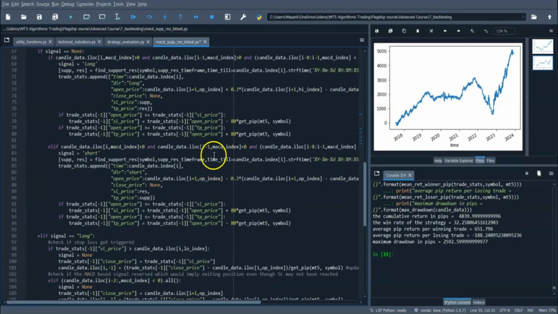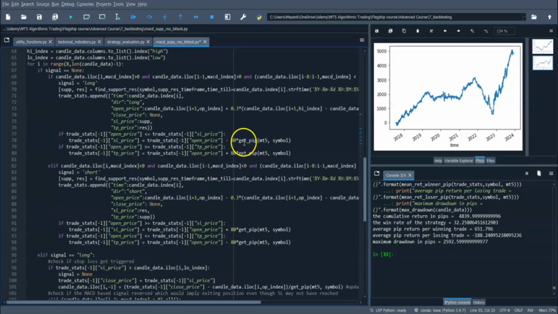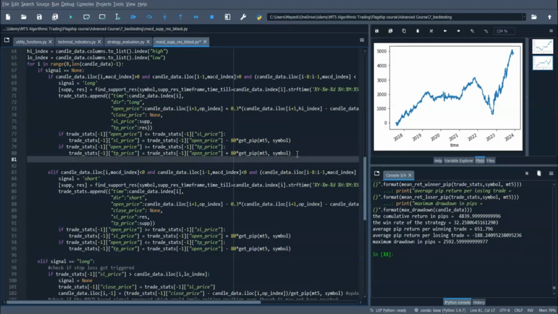Or if you want to do it in a less elegant way, you can actually do it here. So if you've got a long signal and then you have figured out what is going to be the open price, stop loss price, take profit price, etc. Once you have assigned these stop loss and take profit prices, you can add another code block here to check what is the ratio between your stop loss and take profit.